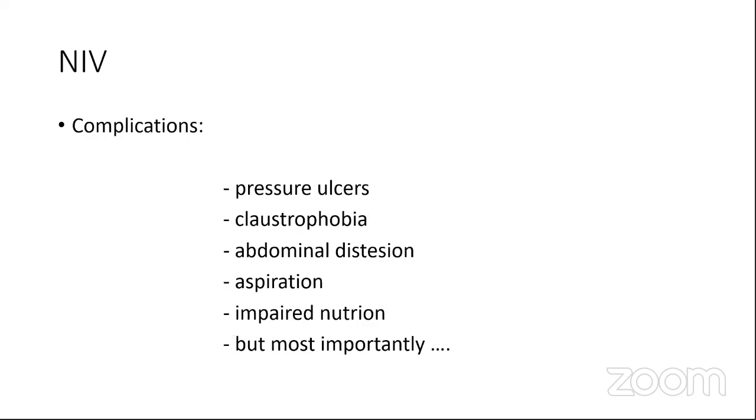What are the complications of non-invasive mechanical ventilation? Again, these are just some examples of the complications. These include pressure ulcers on the face. Some patients have claustrophobia. Abdominal distension almost always happens in patients because some of the air is swallowed rather than inspired. This can lead to aspiration, and there is almost always impairment of nutrition during the period of non-invasive mechanical ventilation.